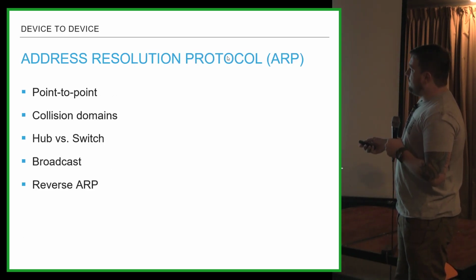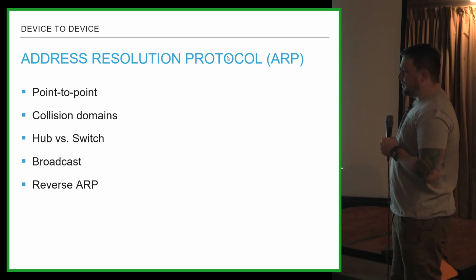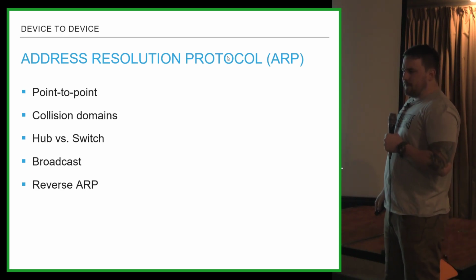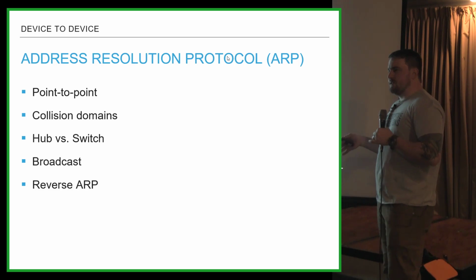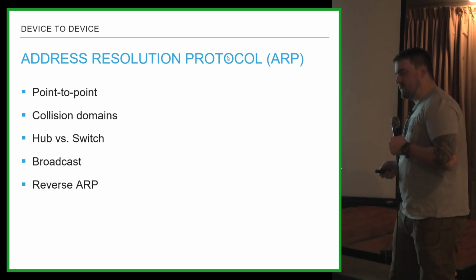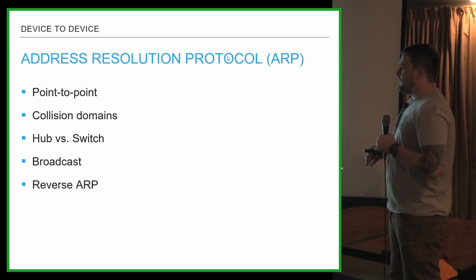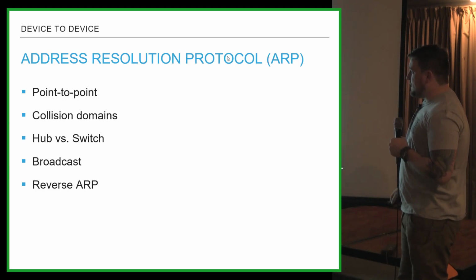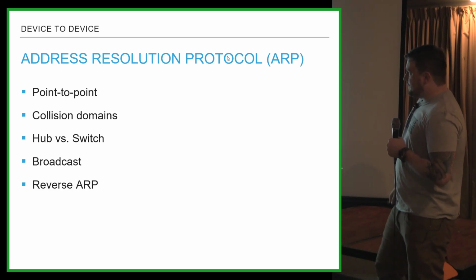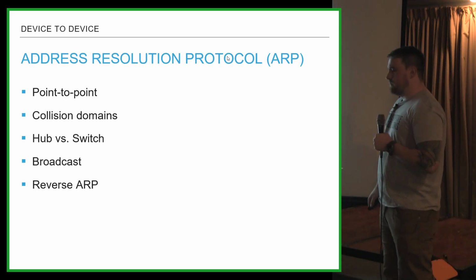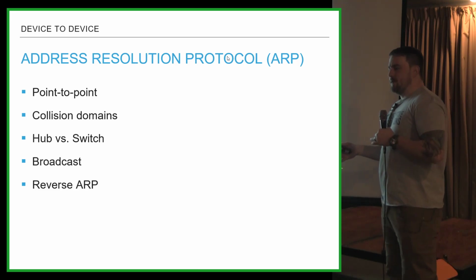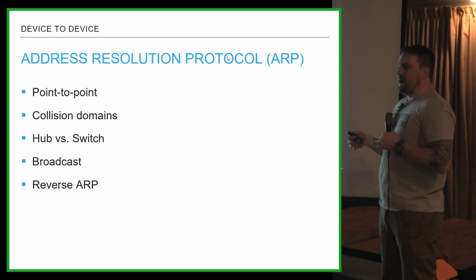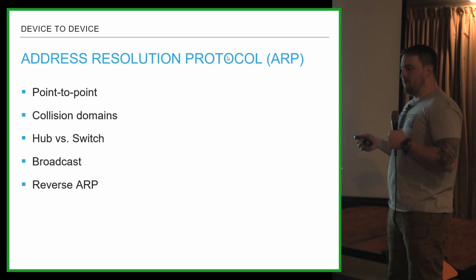So going down one more level, we have ARP. And ARP is important because, as we talked about, we need to associate IP addresses and MAC addresses so that we can talk at the physical layer. So we talked about collision domains already, and hubs and switches. We didn't really talk about broadcasts, which is how ARP works. So when I'm looking for a MAC address, I don't know where that lives. My switch might know, but I don't.